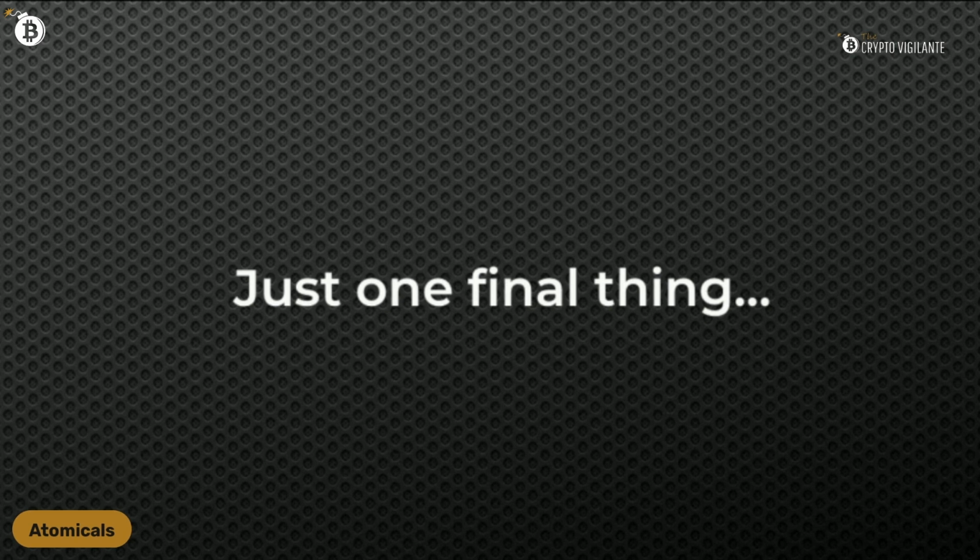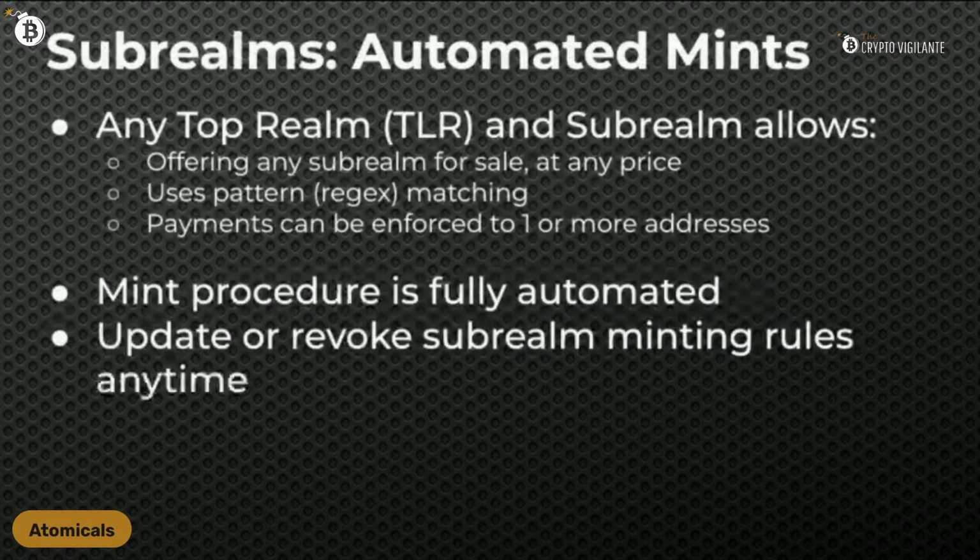There's just one final thing. Subrealm has automated minting capabilities. So any top realm, TLR, and any subrealm allows offering any subrealm for sale at any price. Uses a pattern, regex matching. Payments can be enforced to one or more addresses. You can set the price for any name underneath. The mint procedure is fully automated. Update or revoke subrealm minting rules at any time.